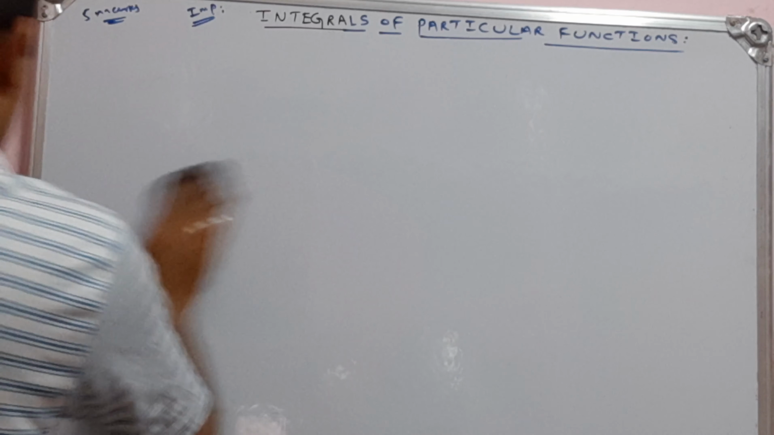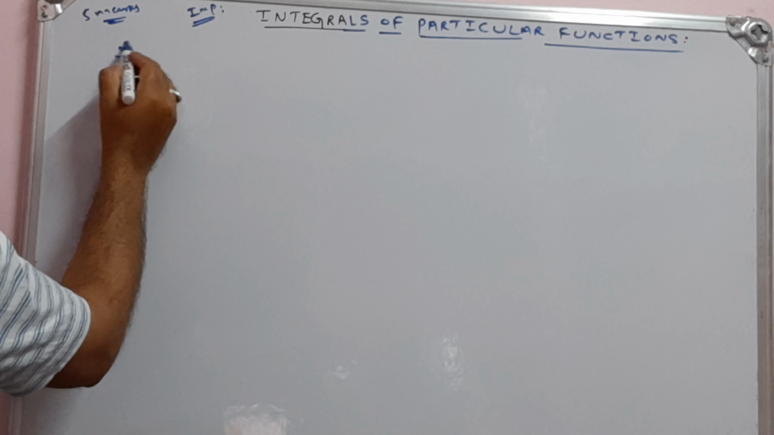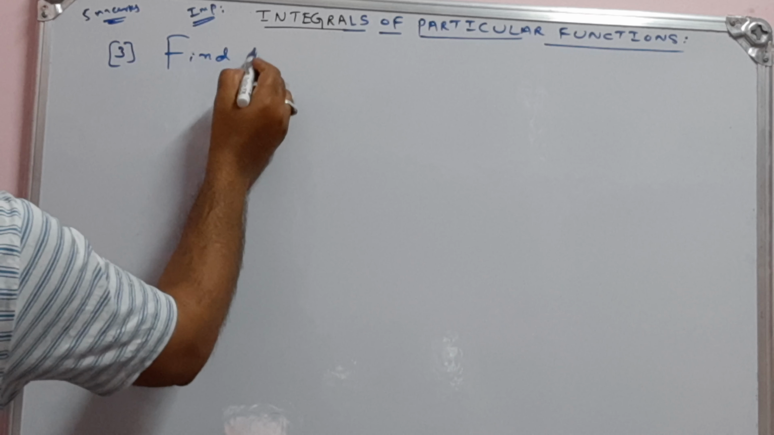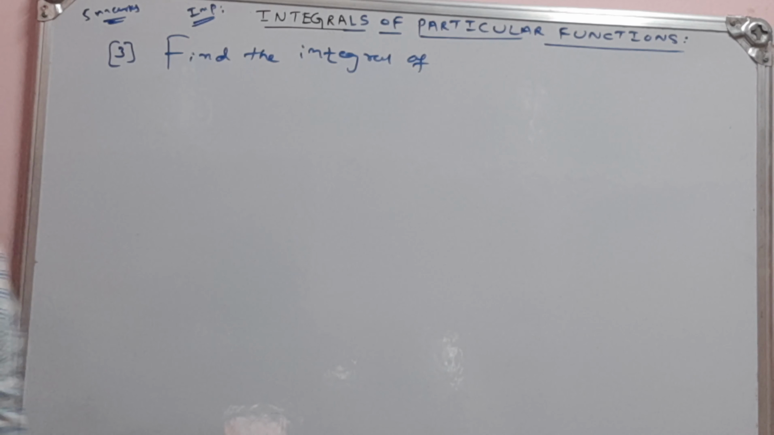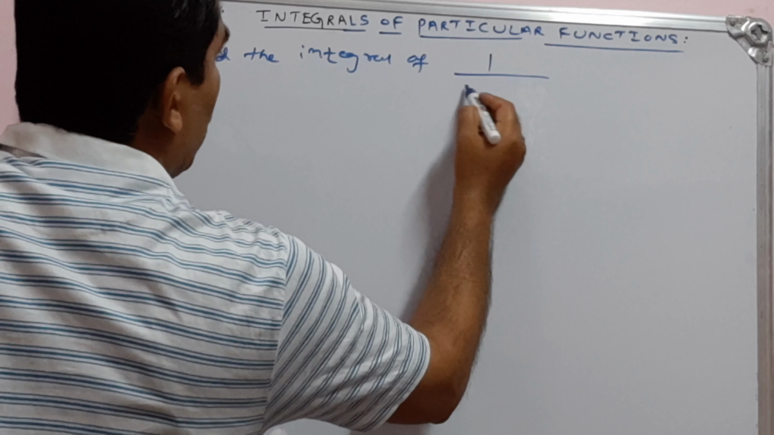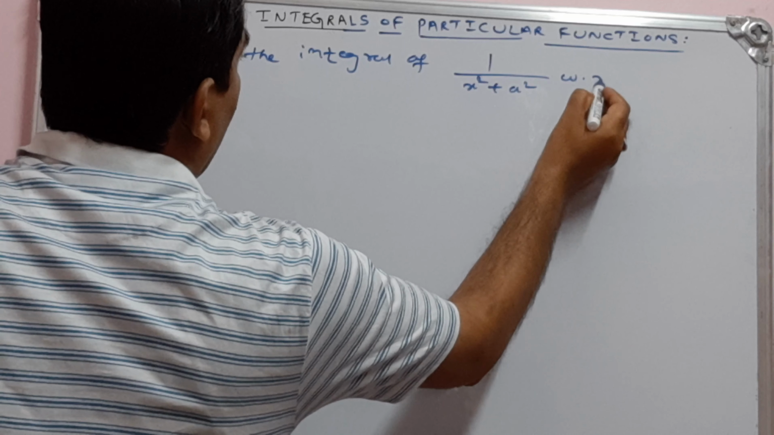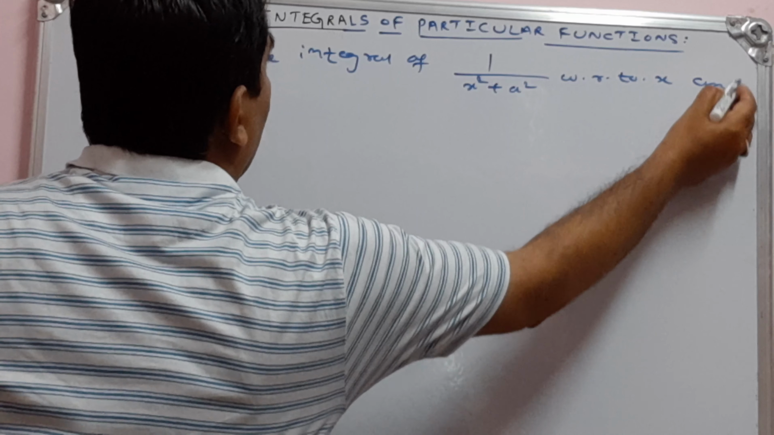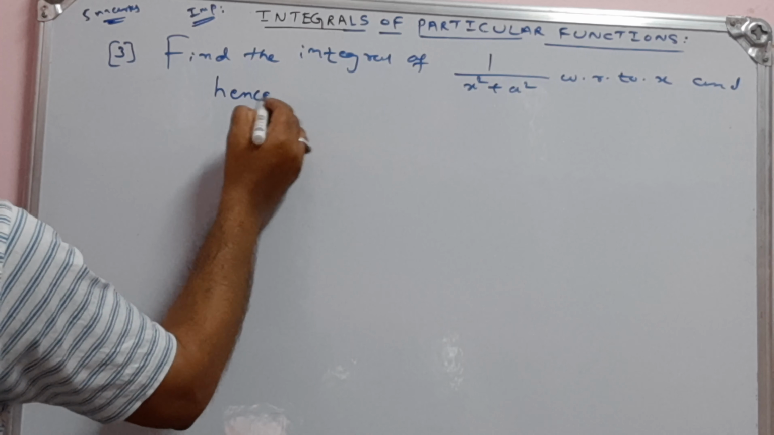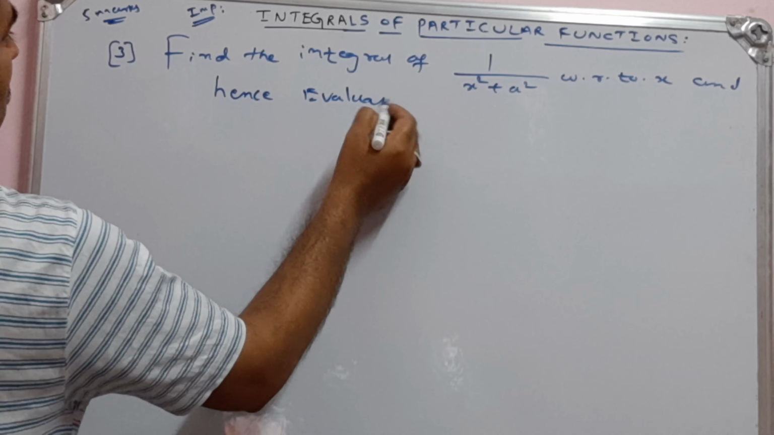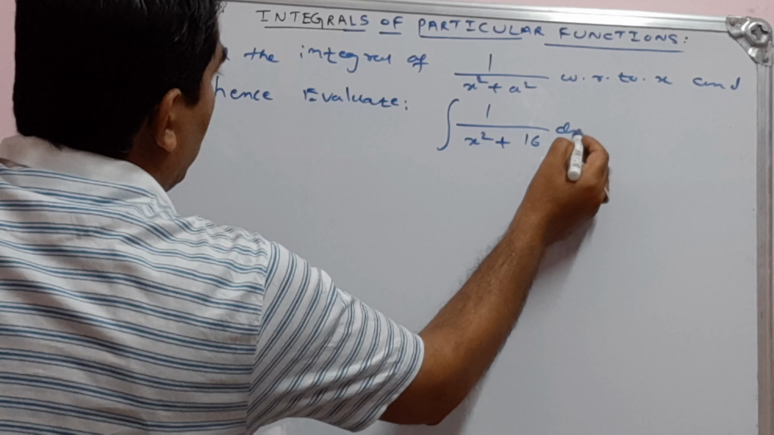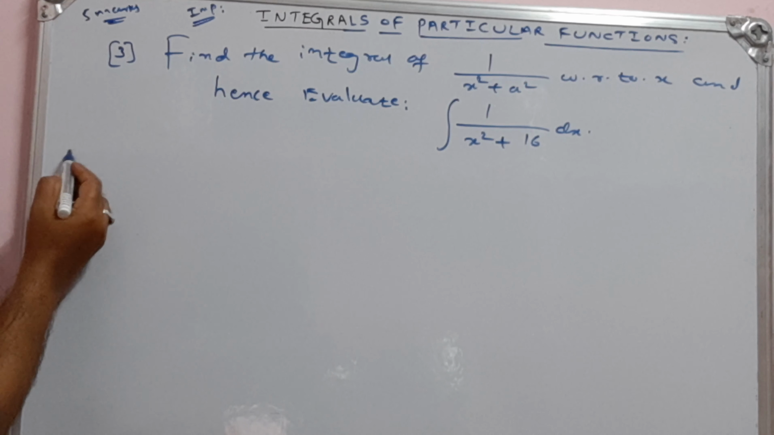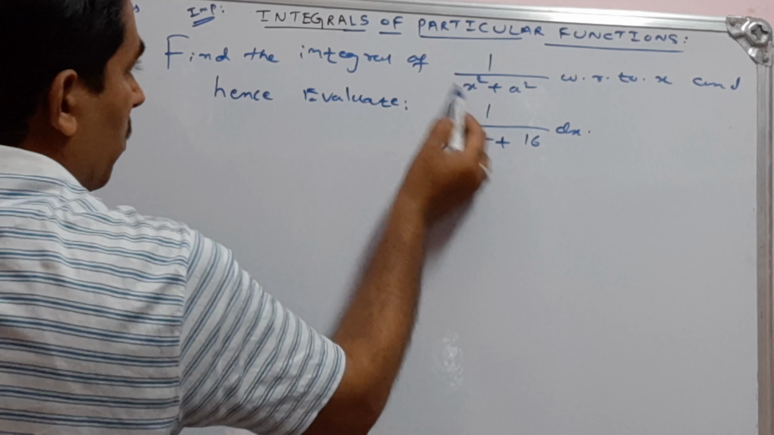Then let us go for another result. Okay, see, third one. So let me read the question first. Find the integral of 1 by x square plus a square with respect to x, and hence evaluate integration of 1 by x square plus 16. Let me take up this another question, 5 marks, very very important. So let us find out this integral.